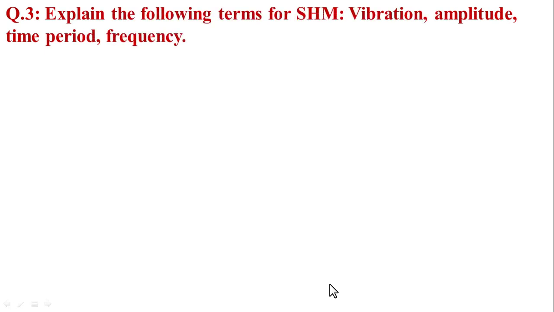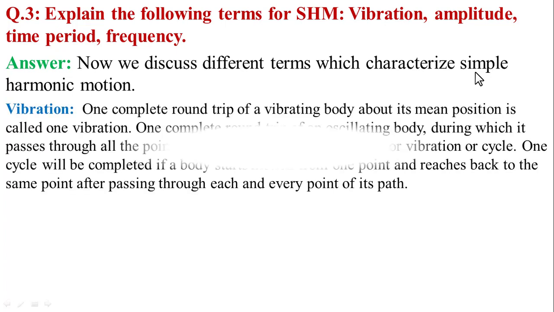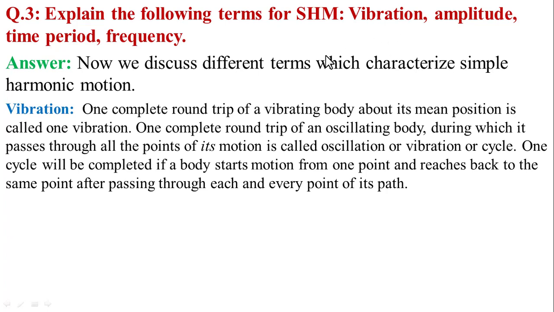Now we will move to question number 3. Explain the following terms for simple harmonic motion: vibration, amplitude, time period and frequency. So we have known that now we will discuss the different terms which describe the characteristics of simple harmonic motion. So first of all, vibration.